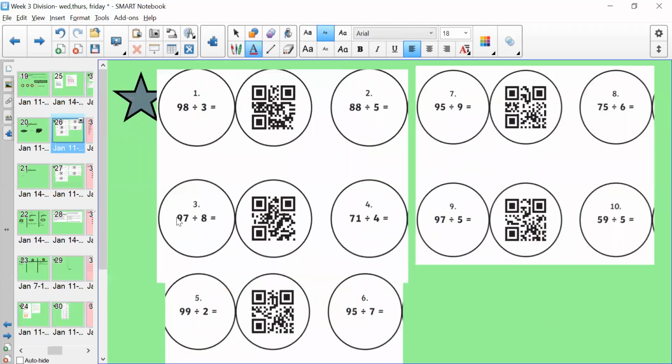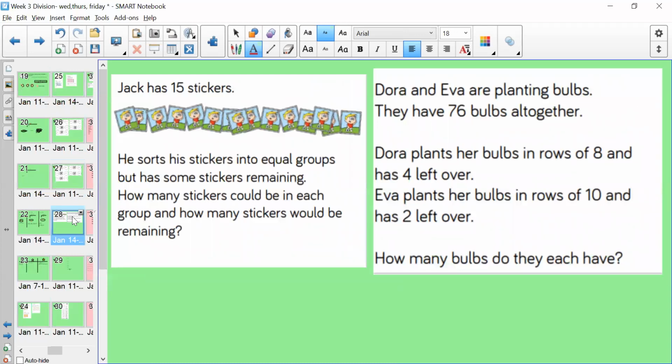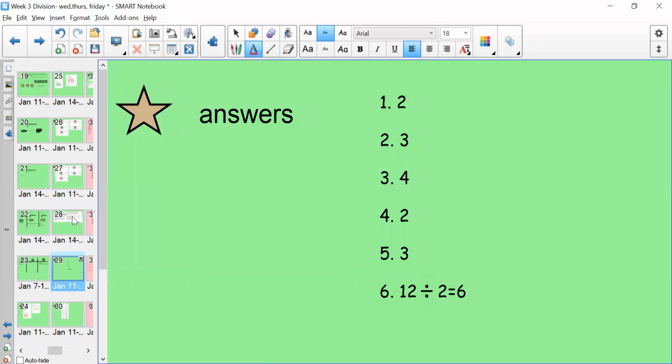And then silver, don't worry about these QR codes, that's just in the picture. But these are going to be your sums. So 1, 2, 3, 4, 5, 6, 7, 8, 9, 10. And then gold, I've got exactly the same sums, but an extra 2 reasoning and problem solving questions afterwards. Okay, and then we've got the answers.